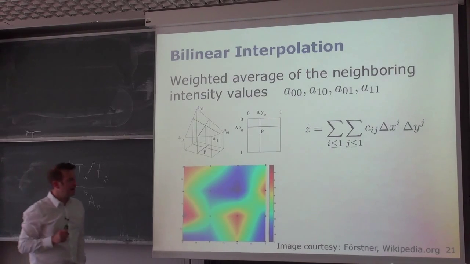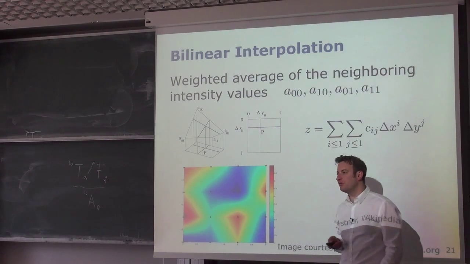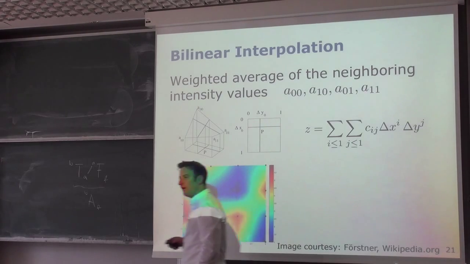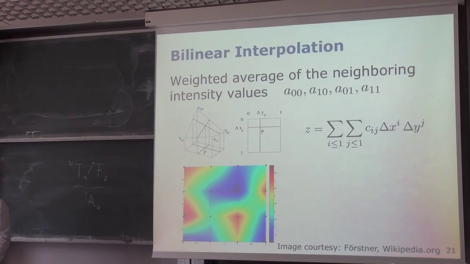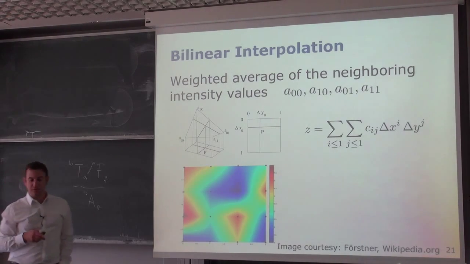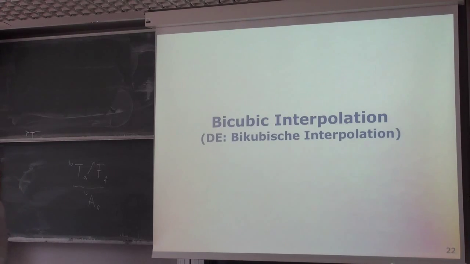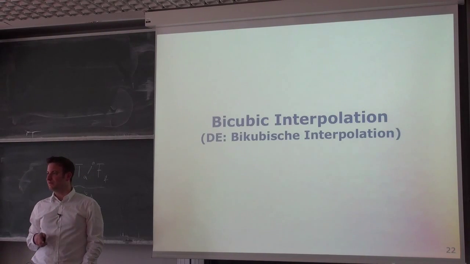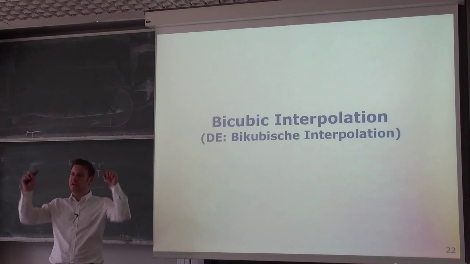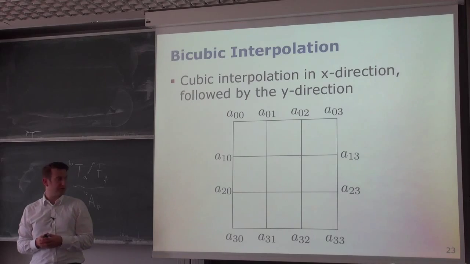So maybe I want to improve that, and not just take into account my 4 neighbors. Maybe I want to take more values into account and not just use a straight line for the interpolation, but use, for example, a spline, or a cubic spline. This leads me to the so-called bicubic interpolation, or bicubische Interpolation. But the process itself is extremely similar to what I've done before. The only thing I'm doing now is that I'm not taking into account only four values, I take 16 values into account.